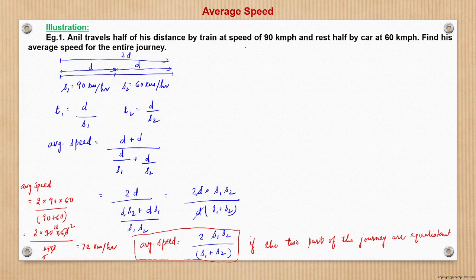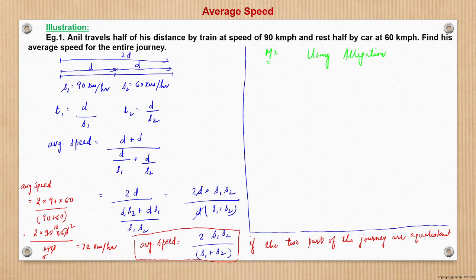Now I will solve this using the method of alligation, which I have already discussed in the earlier discussion on ratio, proportion, and all. So let us see how to use the alligation method. I will briefly explain what we alligate here. Here we will alligate speed. Speed is in kilometer per hour, roughly.